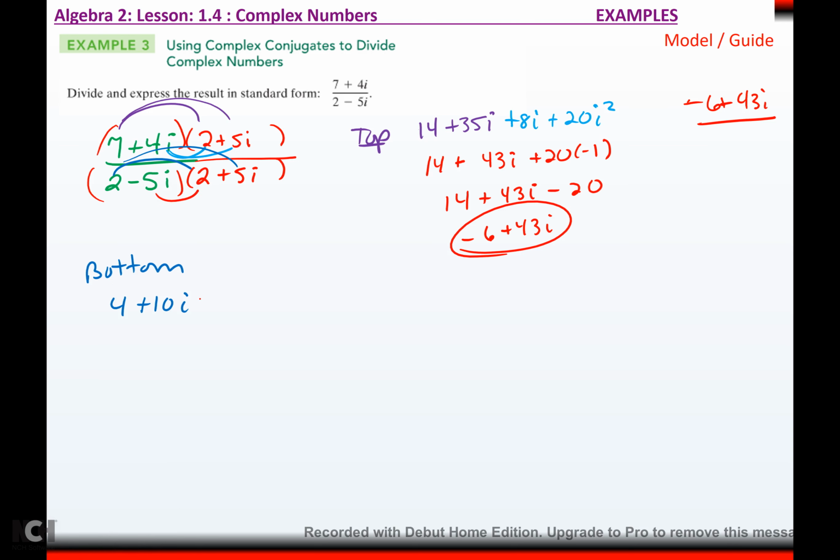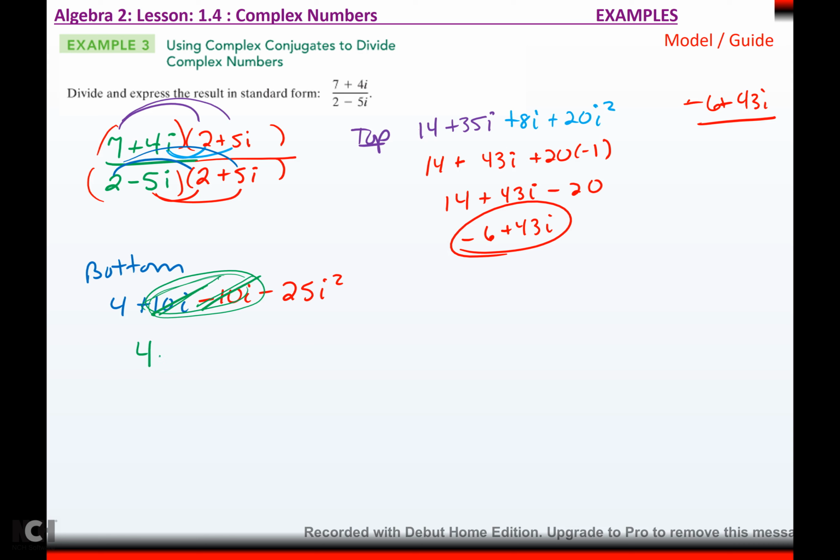Negative 5i times 2 is negative 10i. Negative 5i times positive 5i is negative 25i squared. Those are conjugates, so those are always going to cancel out. You'll get to the point where, when you see conjugates, you'll just skip writing those two. You'll just do the first and the last and skip outer and inner, because if they're conjugates, these will always cancel each other out.